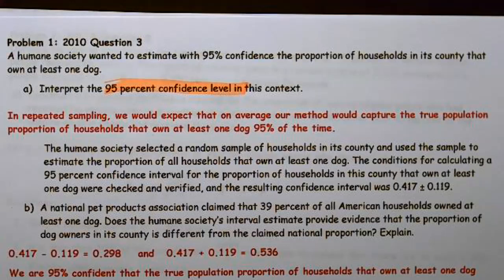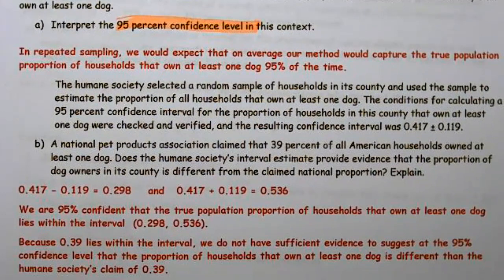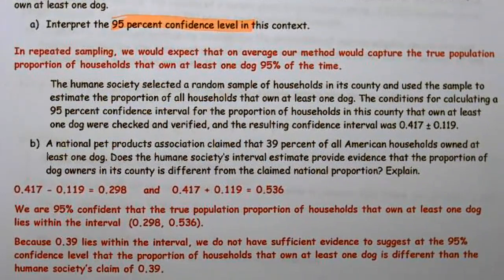Part B, the Humane Society selected a random sample of households in its county and used the sample to estimate the proportion of all households that own at least one dog. The conditions for calculating a 95% confidence interval for the proportion of households in this county that own at least one dog were checked and verified, and the resulting confidence interval was 0.417 plus or minus 0.119. A National Pet Products Association claimed that 39% of all households owned at least one dog.